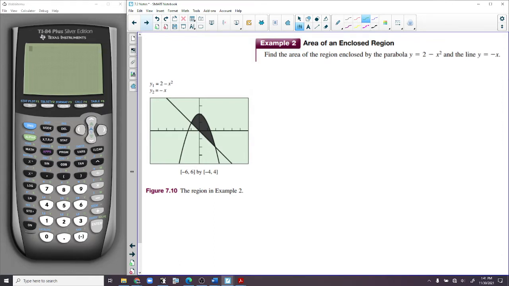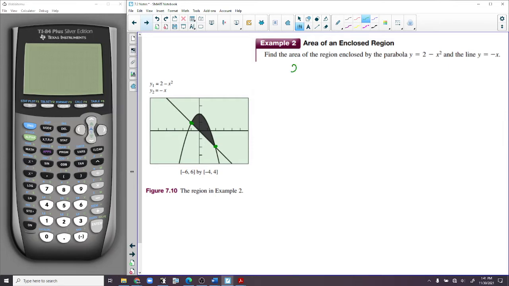Find the area of the region enclosed by the parabola 2 minus x squared and the line y equals negative x. So one way it could get a little more complicated is we need to know these two intersection points. Now from the graph you can tell, I think you can tell it's from -1 to 2, but what if I didn't give you the graph? I would definitely put this on the non-calculator part of the test. You wouldn't need a calculator at all here.